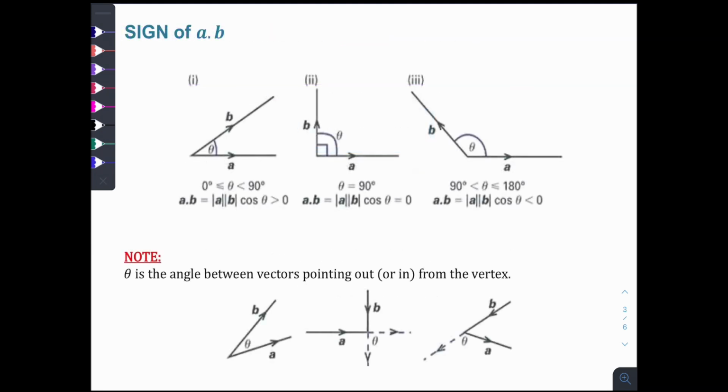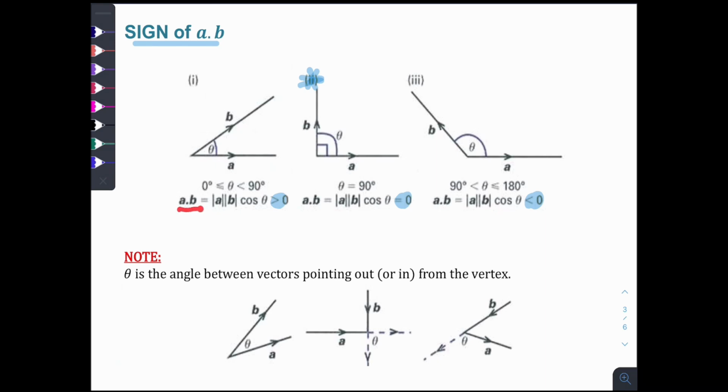Let's have a look at the sign of A dot B. There are three different cases. A dot B's value can be more than 0, equal to 0, or less than 0. But the important one is the second one. When the dot product equals 0, it means that the two vectors are perpendicular to each other.